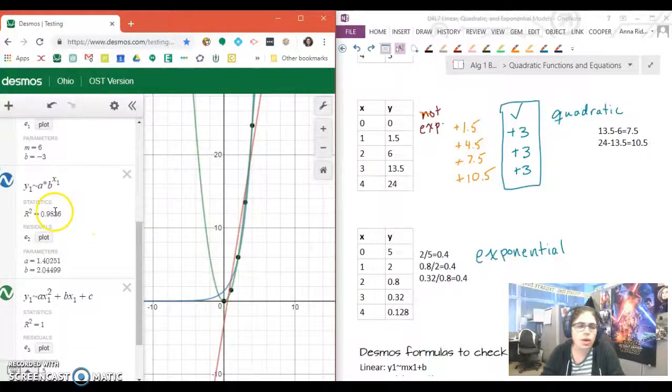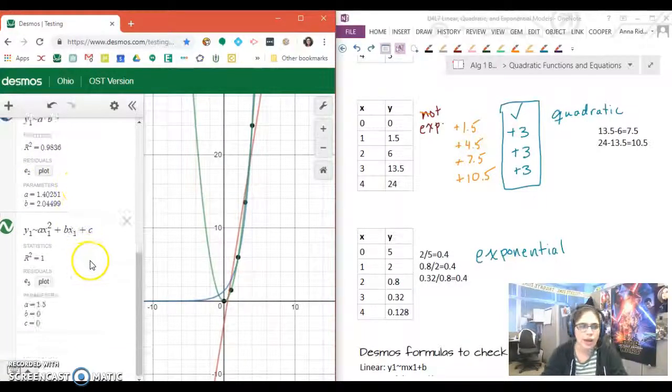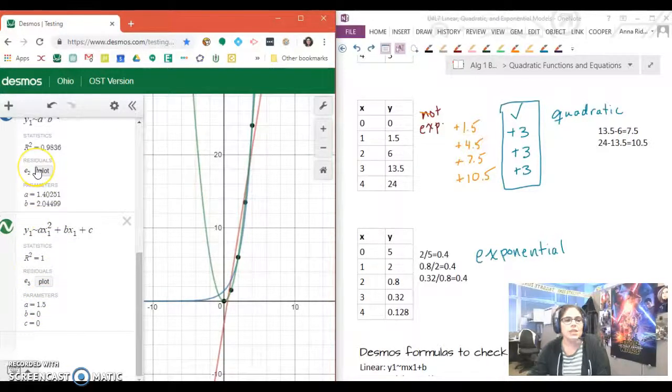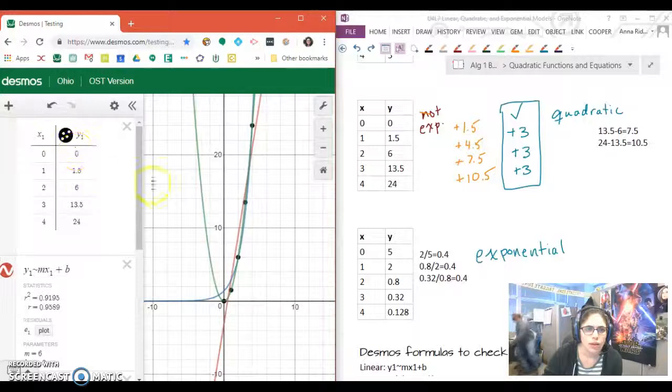This one, we don't have an r, but we do have an r squared, which again, pretty close, but not exact. And finally, this quadratic is r squared is equal to 1, and the a is 1.5. So as long as a is not equal to 0 and r squared is equal to 1, that means it is quadratic. So that is just another strategy that you can use.